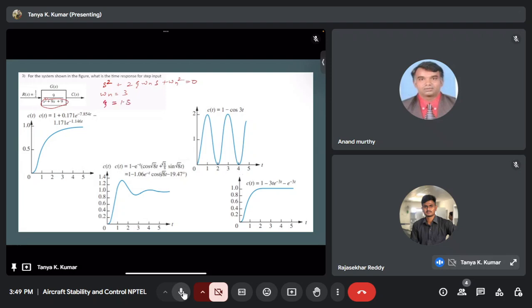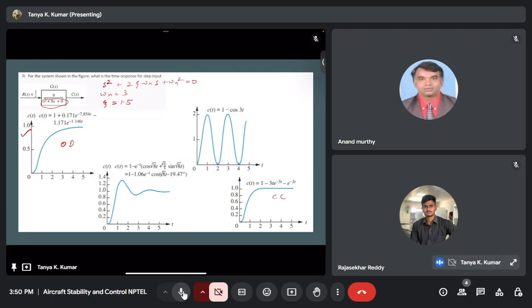So what does it mean? That means it is overdamped. Damping ratio 1.5, it's overdamped. Okay, so that response comes here. This is critically damped and this is overdamped. So this is the right answer.